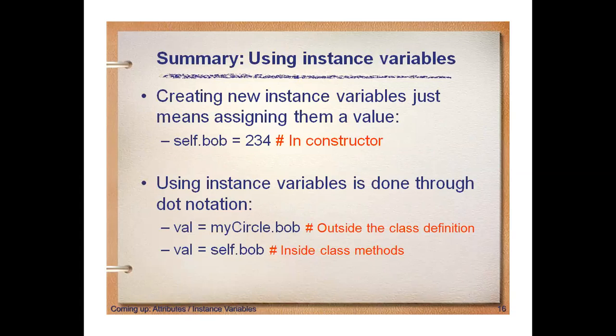So here is the summary. Creating a new instance variable just means assigning them a value. You can do that. The instance variable is done. We have seen here how we can define it inside the class and outside the class. If we are required to use some variable inside the class, we use self.bob. If you are using it outside the class, then we have to design it with a proper suitable name along with the instantiation of an object, as we have already seen, right?